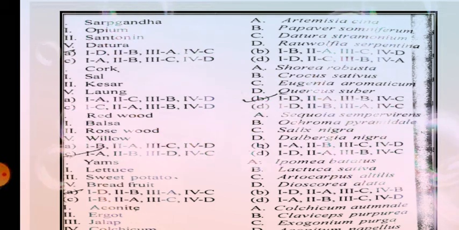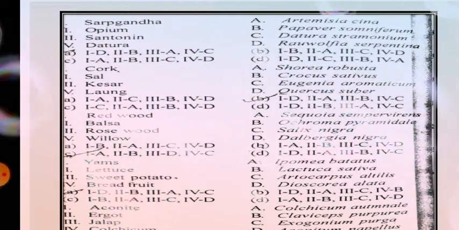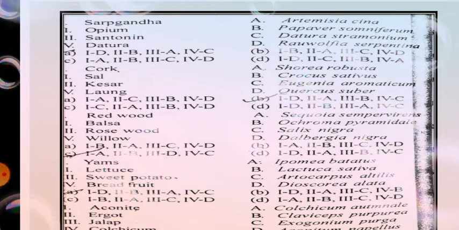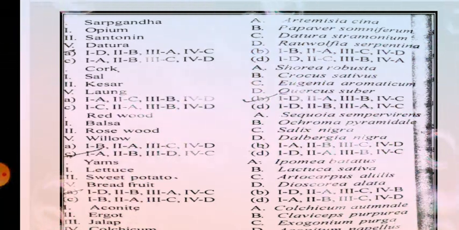Then comes the second one. Then Sarpagandha. Sorry, the fourth one is the C, that is the Dhatura. Its scientific name is Dhatura stramonium. Yes, the fourth one is the C.